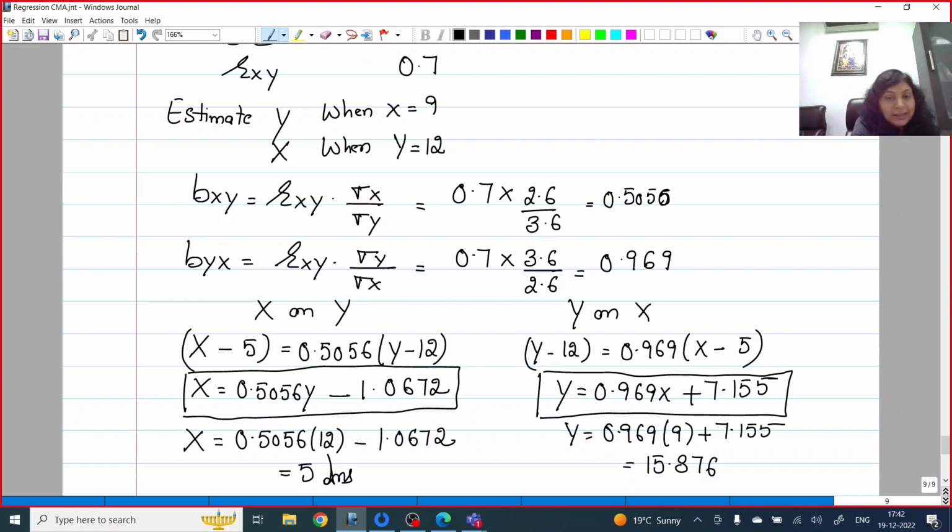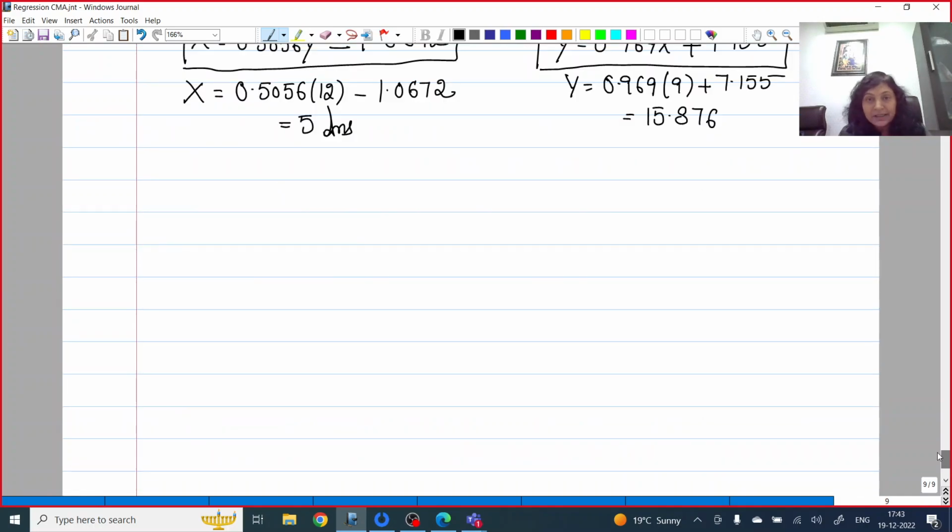I hope this is clear to everyone how we have formulated the value. This is the fourth method, when correlation and standard deviation are given. In that case, we'll use bxy as correlation into standard deviation of x upon standard deviation of y, and byx is equal to correlation into standard deviation of y upon standard deviation of x. Sometimes you have been given a question in this format as well. So you must know how to solve this question.